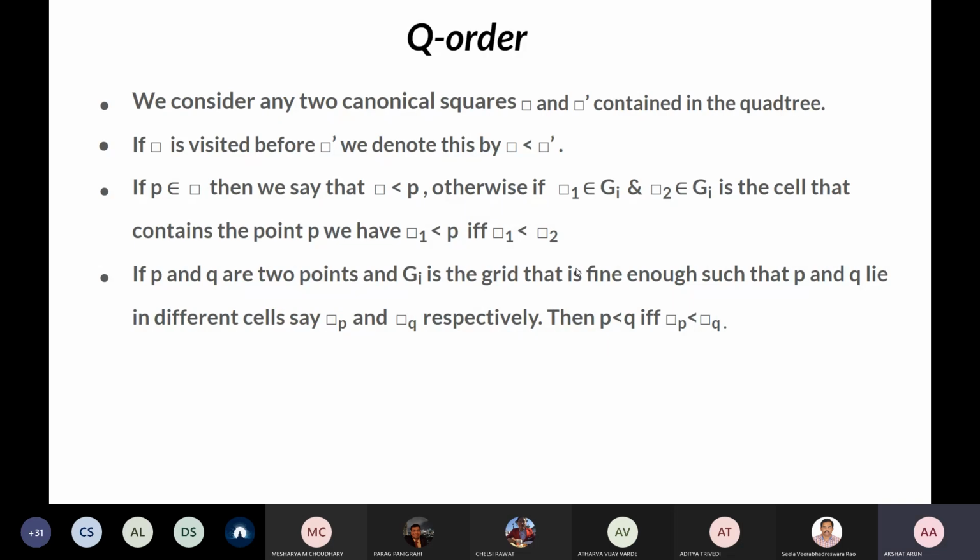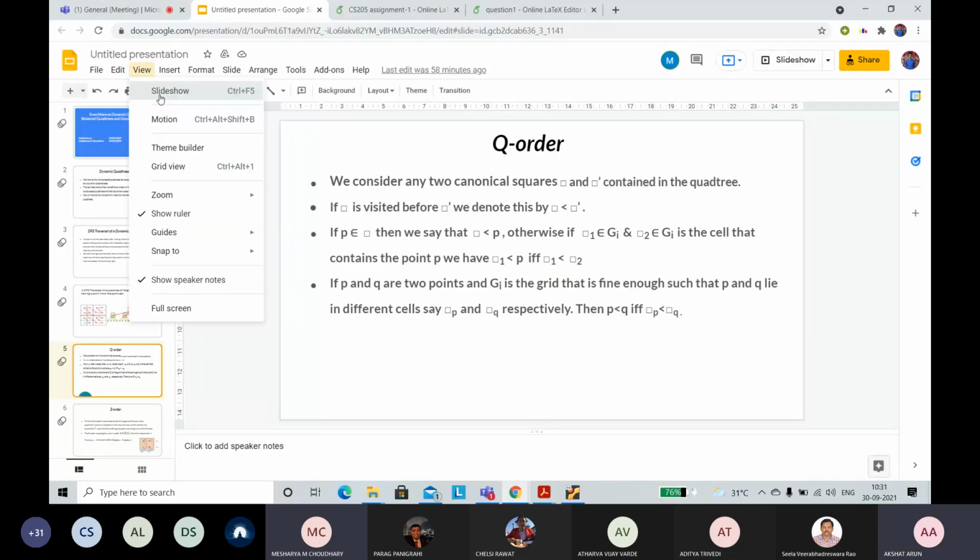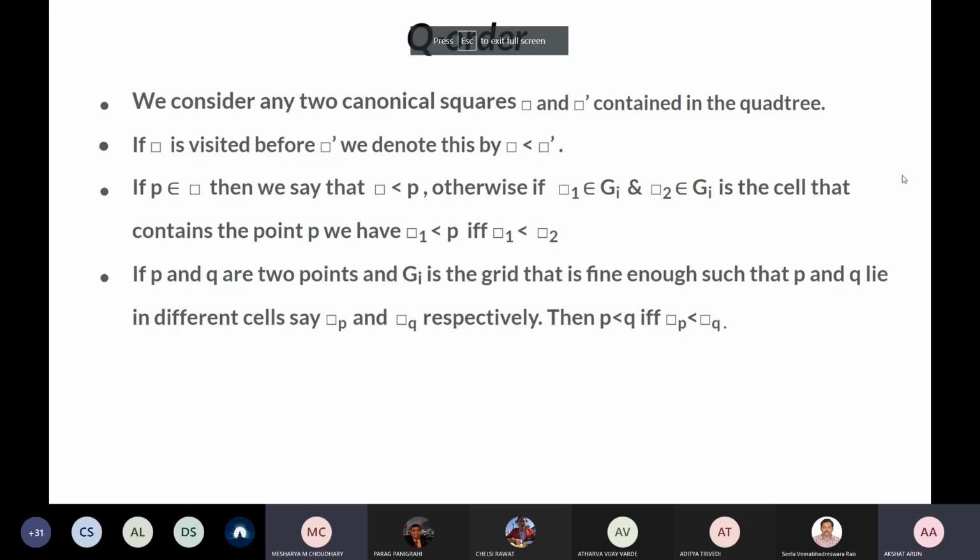Q order. We consider any two canonical squares, square and square prime, contained in the quad tree. If square is visited before square prime, we denote this by square is less than square prime. The previous DFS visits the cells in this order. This ordering can also be extended to include points as well.